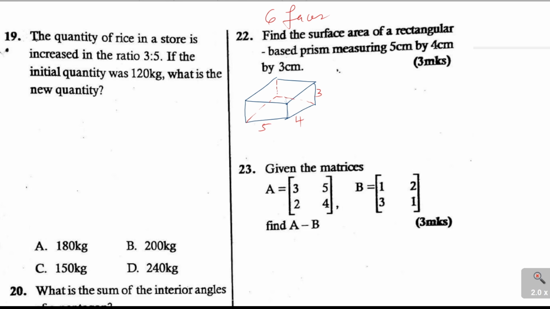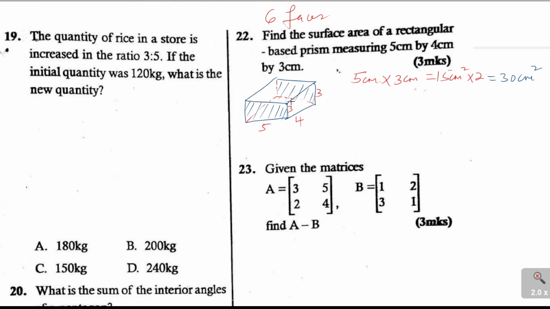So we start with the front face, that is here. That face measures 5 by 3. So that will be 5 centimeters multiplied by 3 centimeters. That will give 15 centimeters squared. We multiply by 2 because of the other face on the other side. So that is why we're multiplying by 2. And this will give 30 centimeters squared.